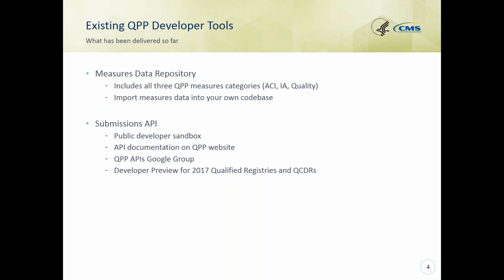At that same time, we also provided interactive Swagger documentation on the QPP website and steadily added more and more developer documentation on the QPP website and a special developer tools area. We also started our QPP APIs Google group, where you can ask questions and get answers, not only from CMS, but from the other developers that are actively using this platform. And we also offered an authenticated developer preview for 2017 qualified registries and QCDRs.